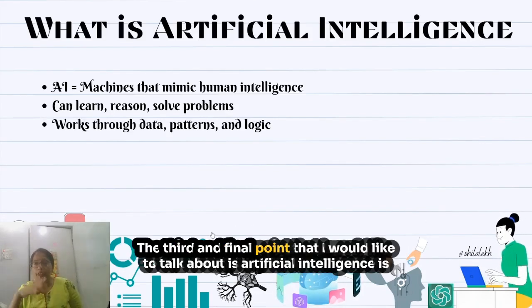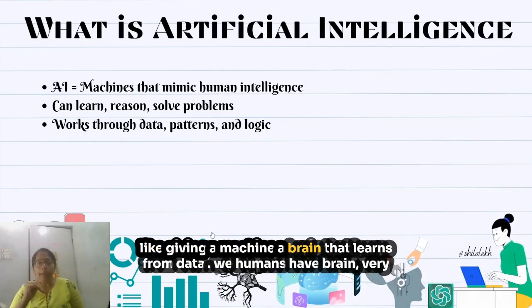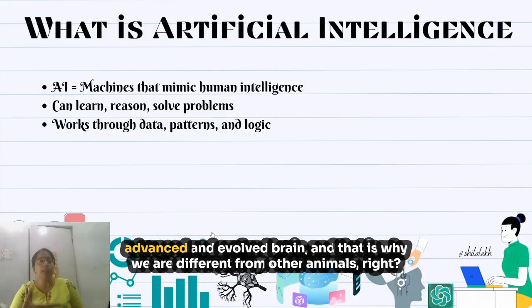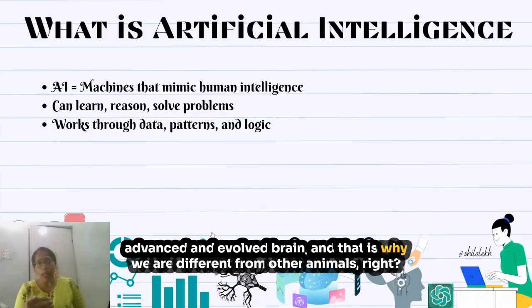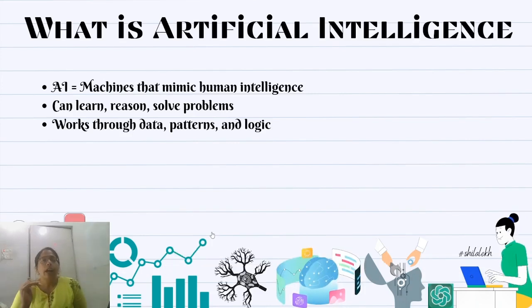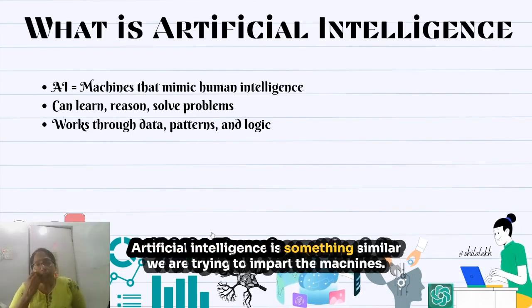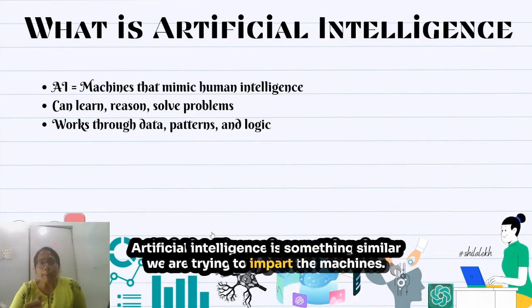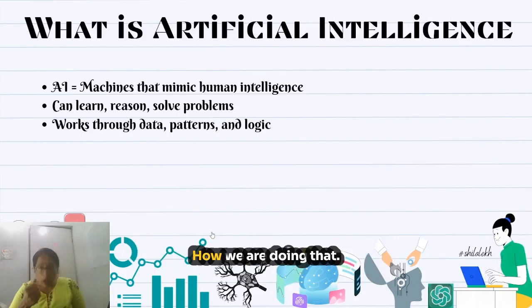The third and final point that I would like to talk about is artificial intelligence is like giving a machine a brain that learns from data. We humans have a brain, very advanced and evolved brain, and that is why we are different from other animals, right? Because we can understand and think and act accordingly. Artificial intelligence is something similar we are trying to impart to the machines. How are we doing that?